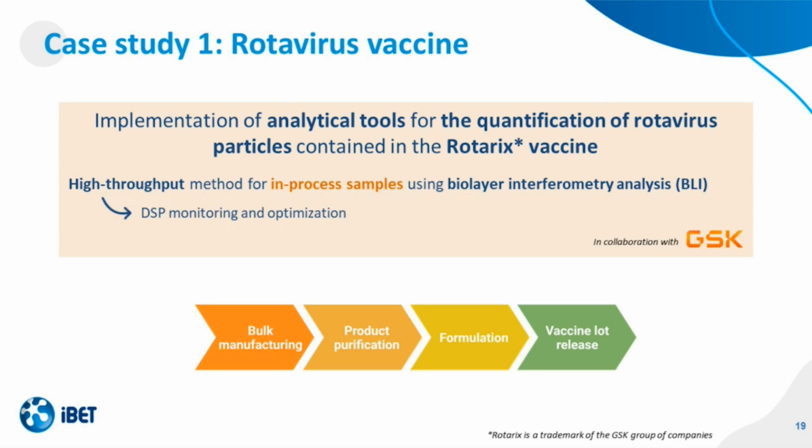The first case study we will be discussing is the development and implementation of a high-throughput method for in-process samples that uses this BLI technology for the quantification of rotavirus in the Rotarix vaccine at different stages of vaccine manufacturing. This work was performed in collaboration with GSK.